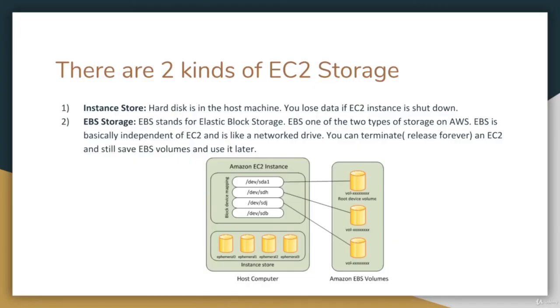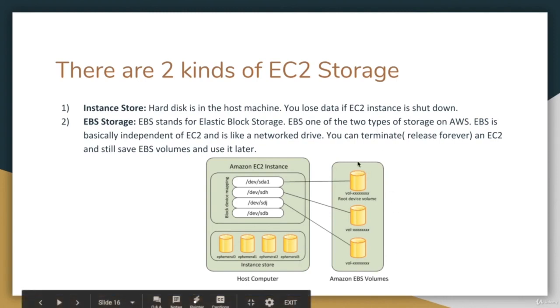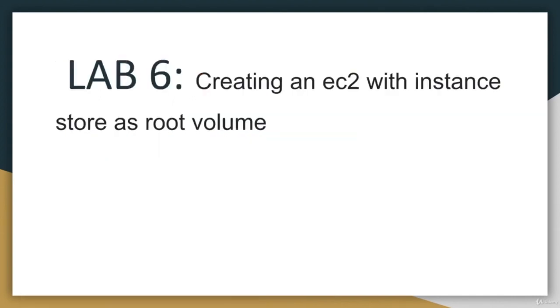Welcome back. In the slides, we talked about two kinds of EC2 storage, one of them being the EBS volumes and the other being the instance store. The instance store volumes are the volumes physically attached to the host machine where your EC2 instance lives. So far we've been using EBS volumes only to launch our instances. And in this lab, we'll be creating an EC2 instance with instance store as the root volume.